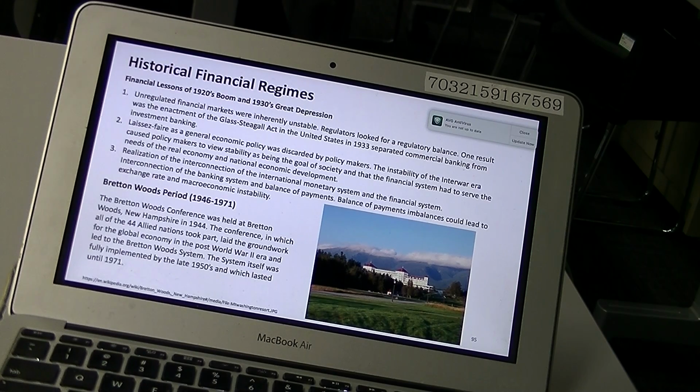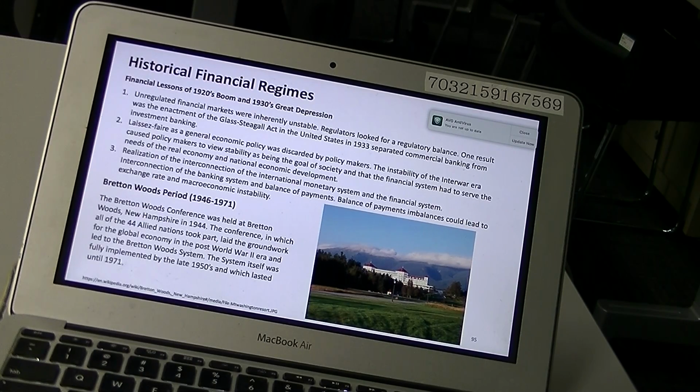Now, the interesting thing there is that we're starting to see that kind of talk again now. So there's really the talk, should there be more regulation? Even though this is something that happened 80 years ago, it's very much relevant to where we are right now.